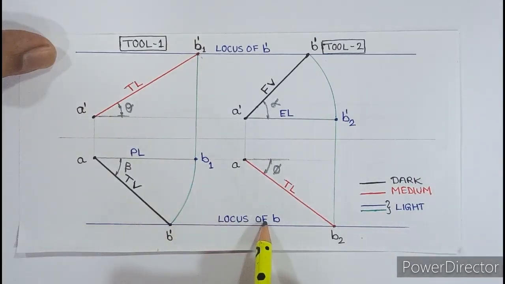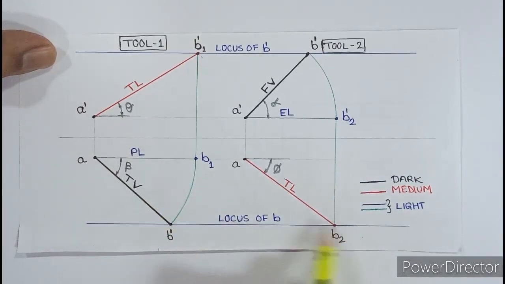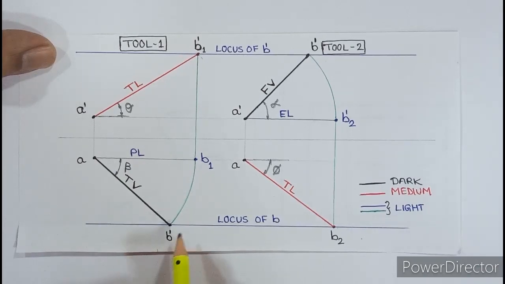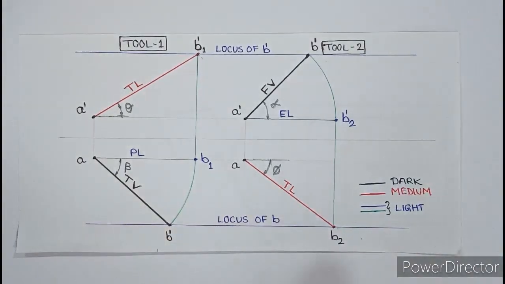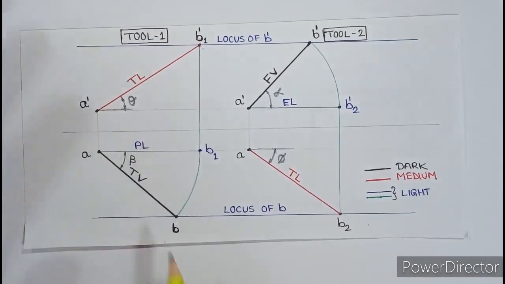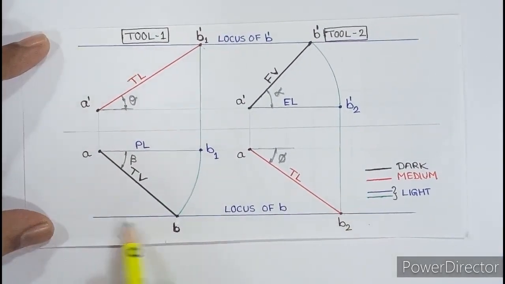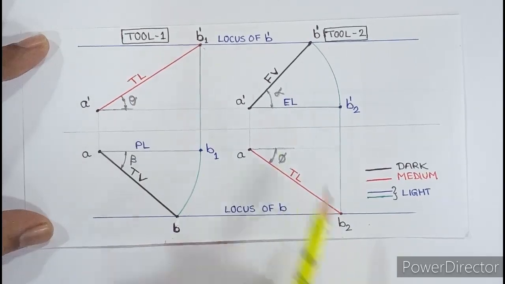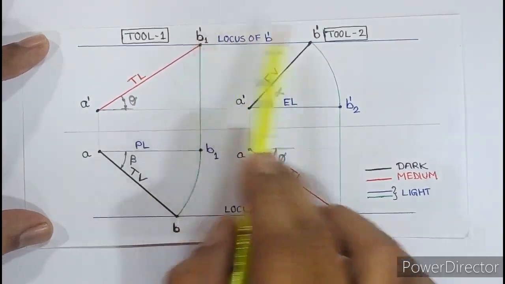Similarly, on the locus of B, 2 points which should compulsory lie is B, sorry, this is not B dash, this is B and B2. Okay, so on the locus of B, the 2 points which should compulsory lie is B and B2, and on B dash locus it is B dash and B1 dash.